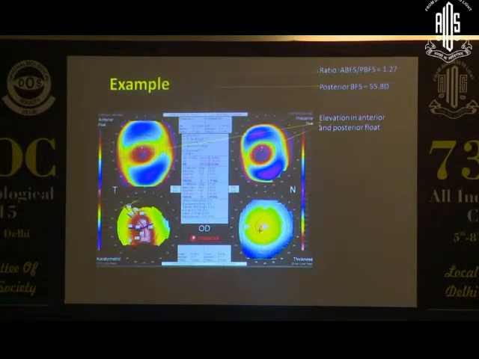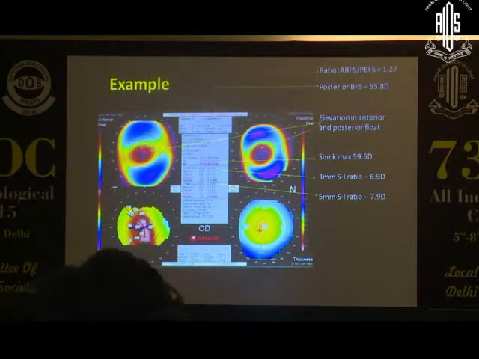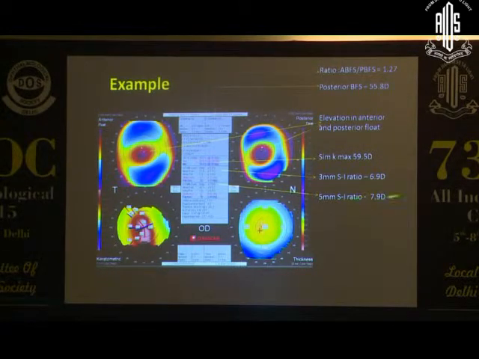Third are the elevation points. You can see the anterior elevation points and posterior elevation points, both matching. Fourth is the SimK reading. The mean keratometric reading is about 59.5 diopters. Next is the 3 mm irregular zone. The 3 millimeter irregularity is about 6.9 in this case, and the 5 millimeter is 7.9. The ideal normal is less than 1.5 and less than 2, so that is how it is different.